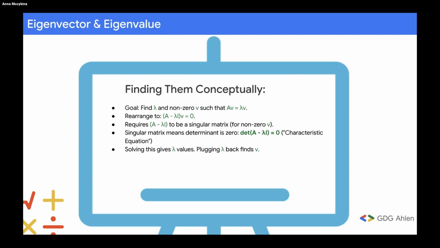eigenvalues lambda. Once you have found an eigenvalue lambda, you plug the specific numerical value back into the equation A minus lambda I V equals 0 and solve the system of linear equations for the vector V. The non-zero solutions V are the eigenvectors corresponding to that eigenvalue lambda.